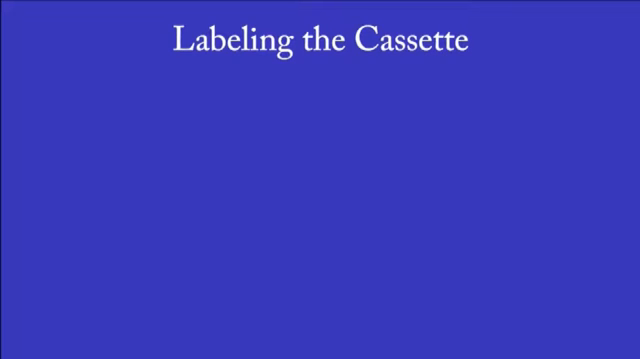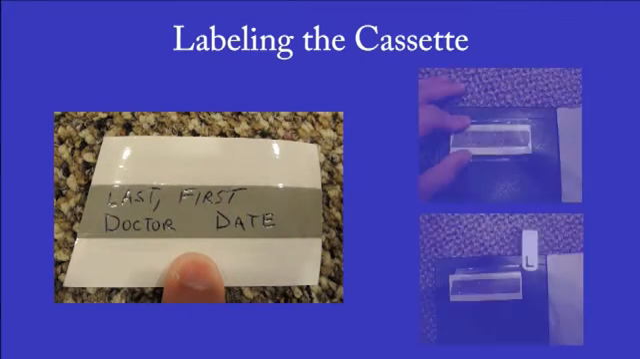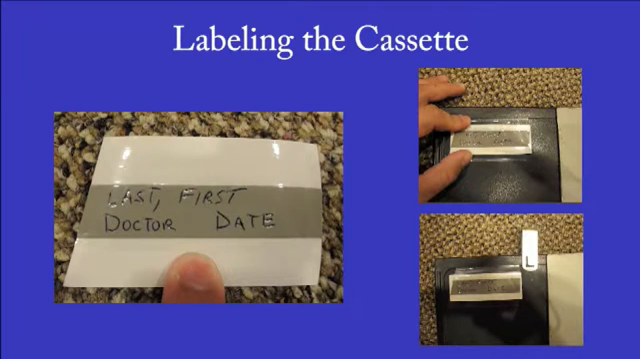Before any X-rays are taken, you must be sure to label the cassette with the patient's name, date, and doctor name, and place the left-right indicator in the position so it will be visualized on the film when the X-ray is taken.